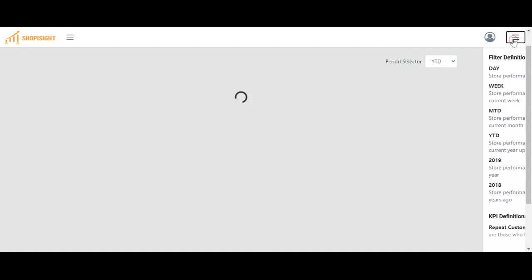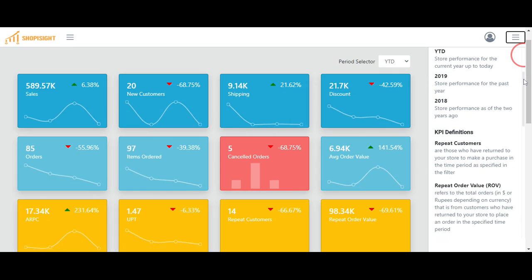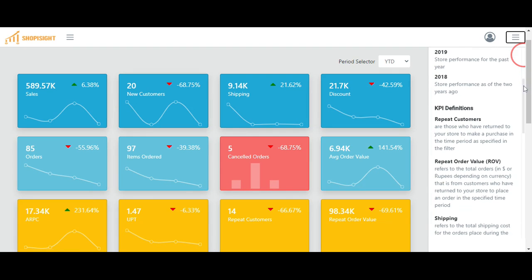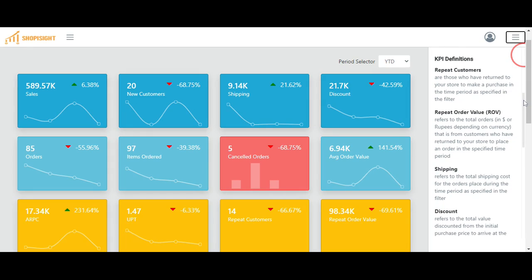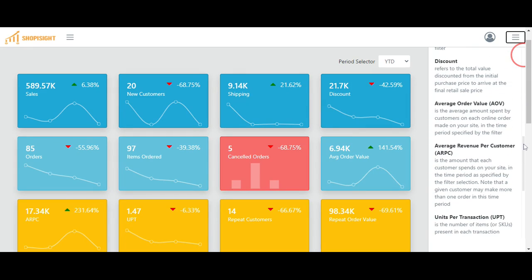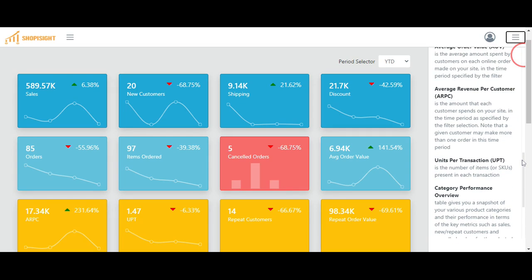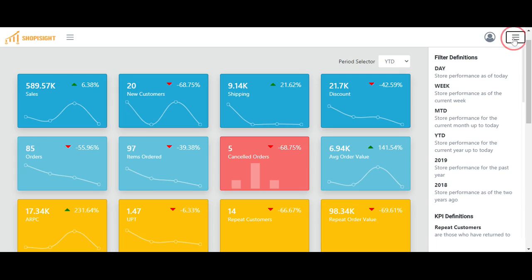All the definitions for the KPIs mentioned, such as the day, week, previous 2 years, and the key performance indicators such as repeat customers, shipping, average order value, average revenue per customer are mentioned on the right hand side and can be accessed through this toggle.